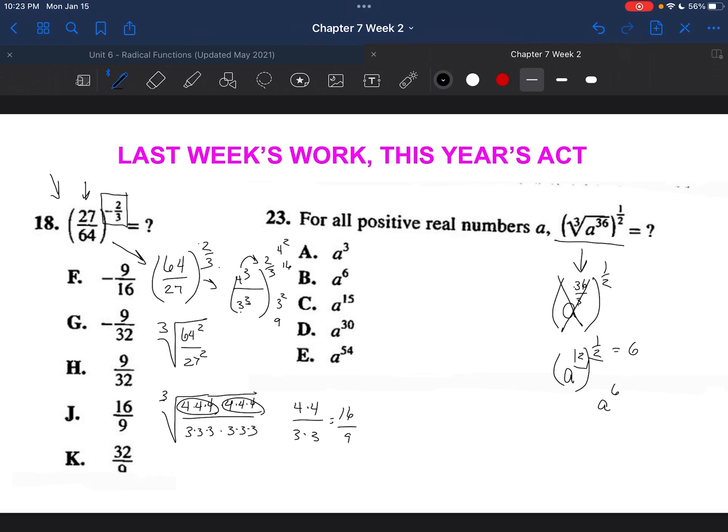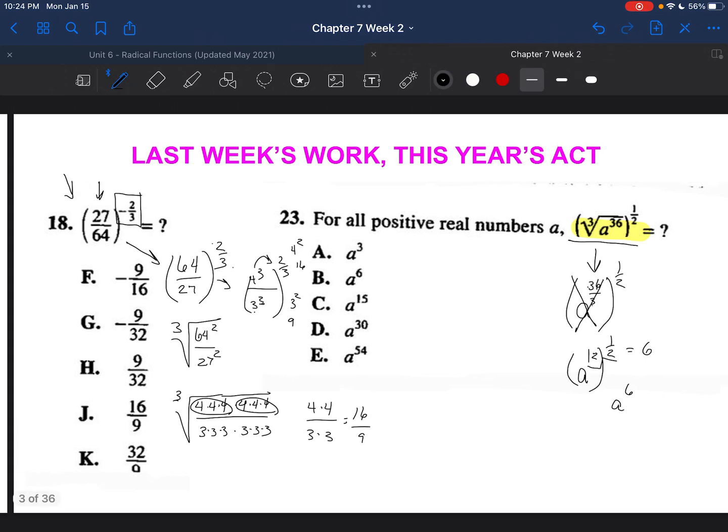And there's another example here at 23. It says for all positive real numbers A. And this looks super complicated when we first look at it, and right away some people just want to go ahead and skip that. But let's change it to fractional exponents instead of dealing with the radicals right there.